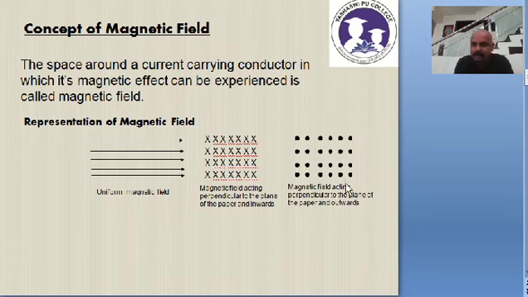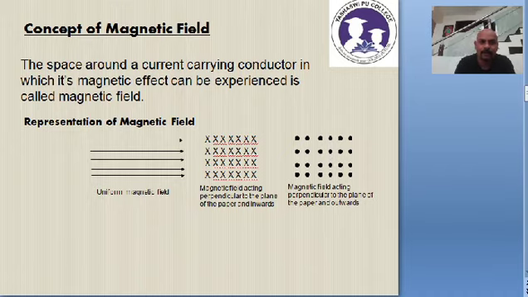The dots here represent the magnetic field acting perpendicular to the plane of the paper and outwards. Normal to the plane of the paper and outwards. And the cross represents the magnetic field perpendicular to the plane and inwards. This is how you represent the magnetic field. The direction is also important.